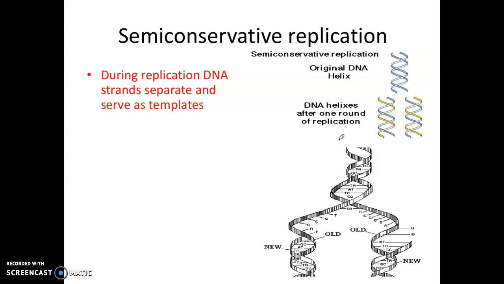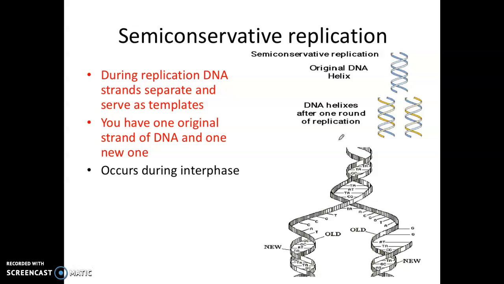So during replication, DNA strands separate and serve as a template. You have one original strand of DNA and one new one. This is in interphase. Remember, we talked about when DNA is going to replicate. It's going to happen in the S phase. And then our 3 main stages during replication are going to be unwinding, base pairing, and joining. So your unwinding is going to be when that DNA is going to unwrap. Our base pairing is when we're going to match up the complementary pairs. And then joining is going to be making sure the strand is set and good to go.